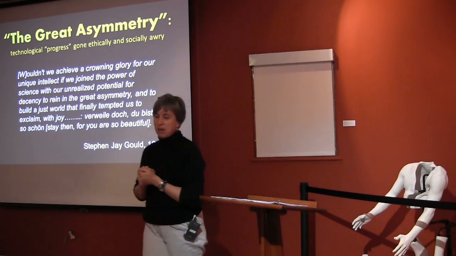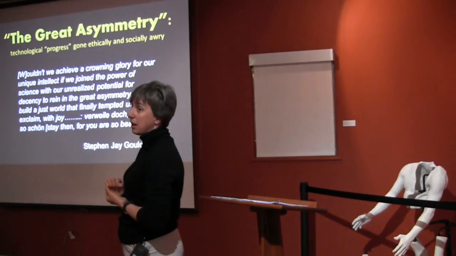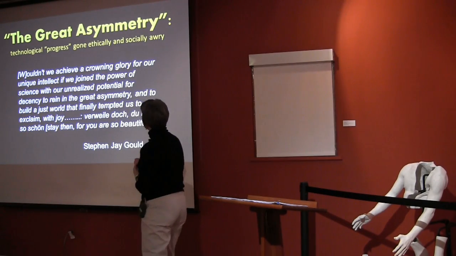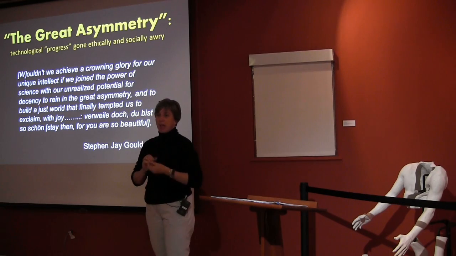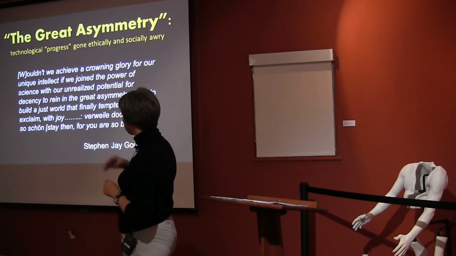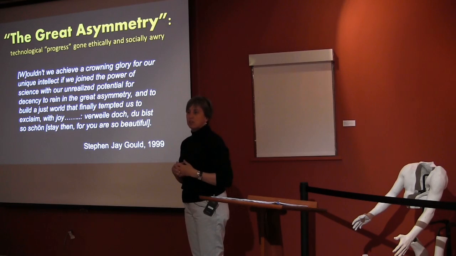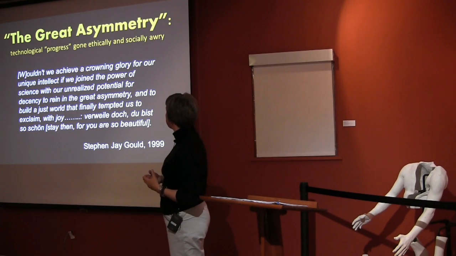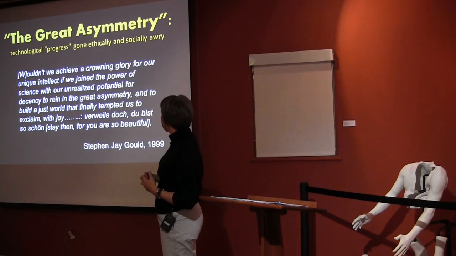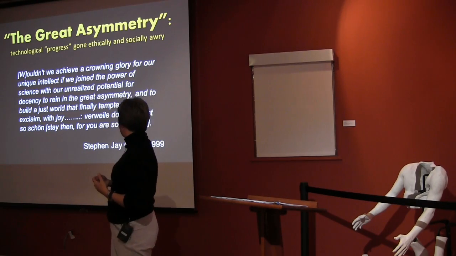And he described the situation that we are dealt here with respect to dioxin exposures. He would describe it as being an example of a great asymmetry, an asymmetry in which technical progress gone ethically and socially awry has come to bear. And I love the last statement from his paper that talks about the great asymmetry, and I'm just gonna read it off the slide. He, as a scientist, talking to the rest of his scientific peers, says, "Wouldn't we achieve a crowning glory for our unique intellect if we joined the power of science with our unrealized potential for decency to rein in the great asymmetry and to build a just world that finally tempted us to exclaim with joy, 'Stay then, for you are so beautiful.'"